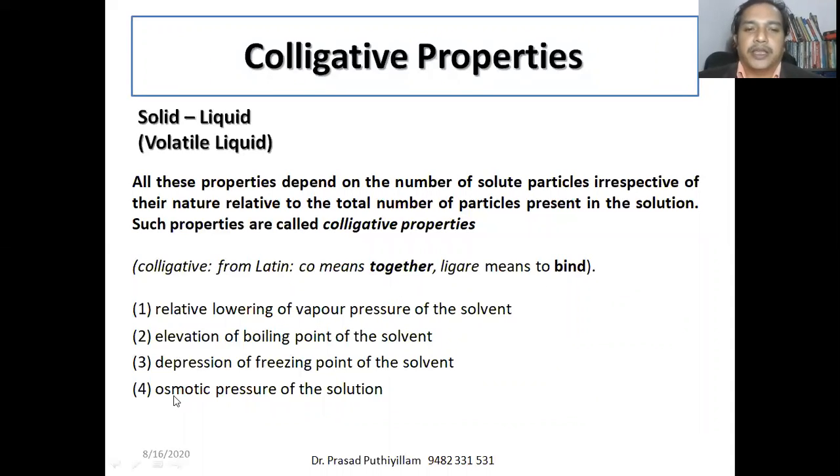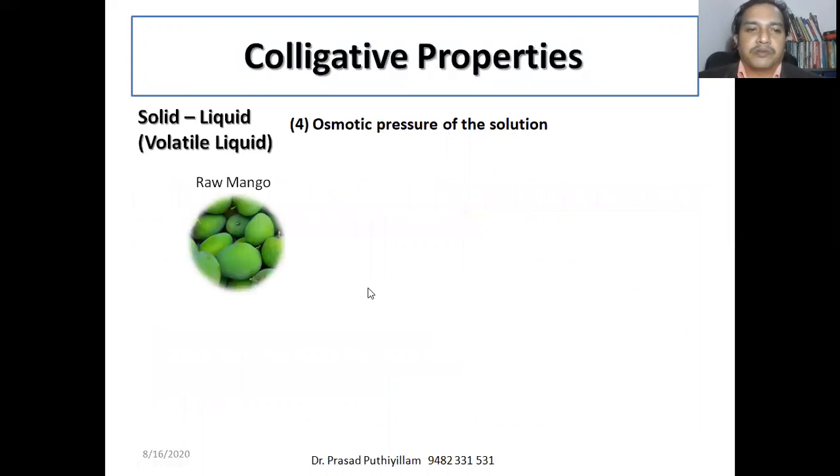These are the colligative properties that were discussed earlier: relative lowering of vapor pressure of solvent, elevation of boiling point of solvent, depression of freezing point of solvent. These three cases were already discussed in class number 3. Now in class number 4, I'll be explaining about osmotic pressure of solution.